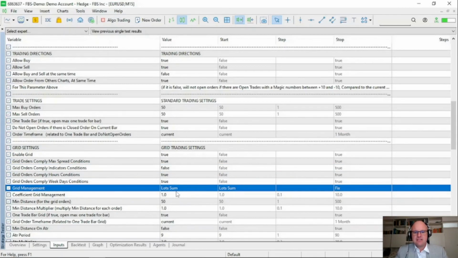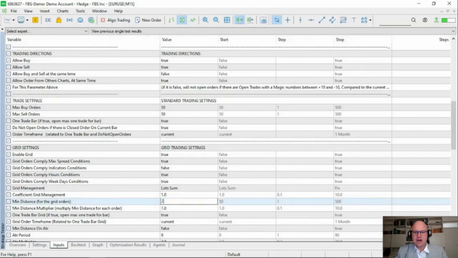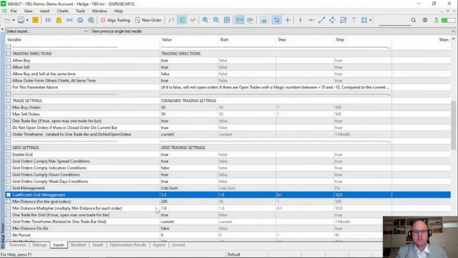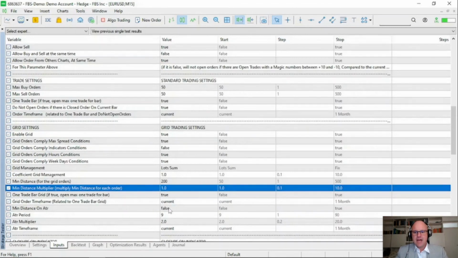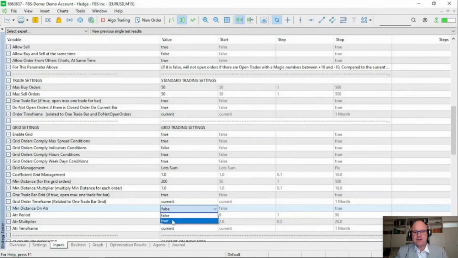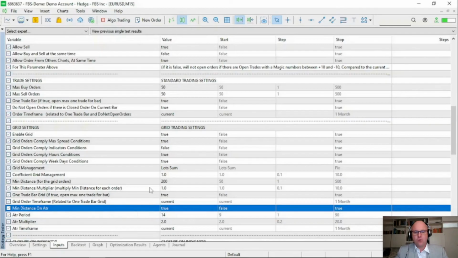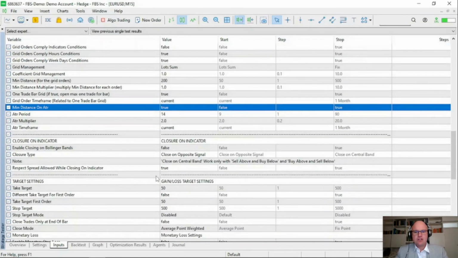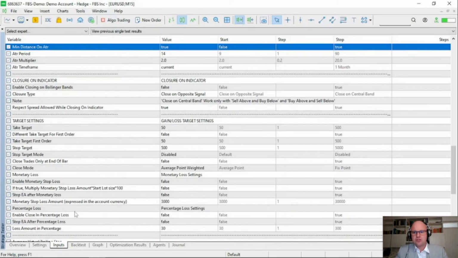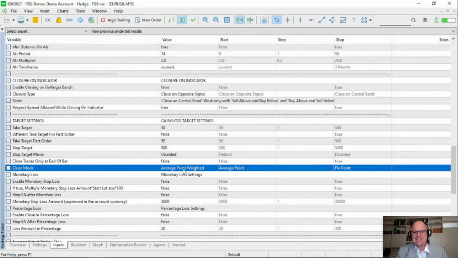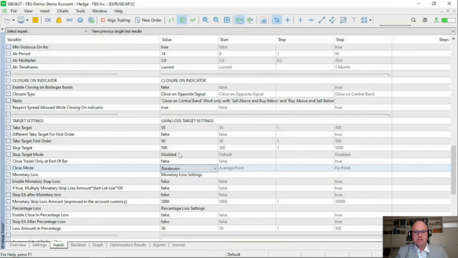I'm going to use the default lot sum. However, I am going to change the minimum distance to 200 points or 20 pips and leave both the multiplier and the coefficient at 1. The minimum distance on the ATR is going to be my preference of 14 periods, and I'm going to use a multiplier of 2.